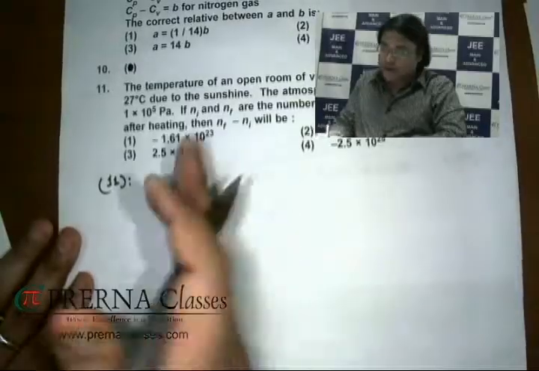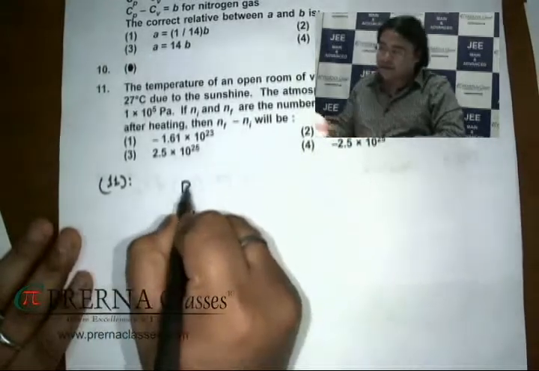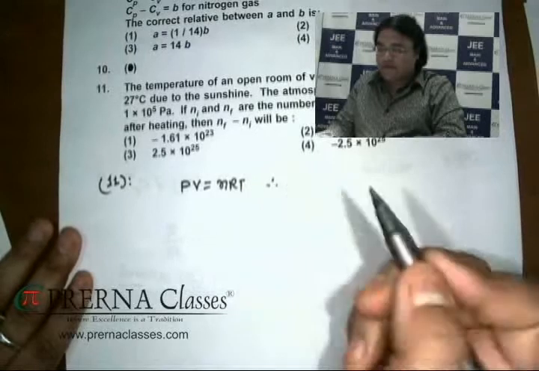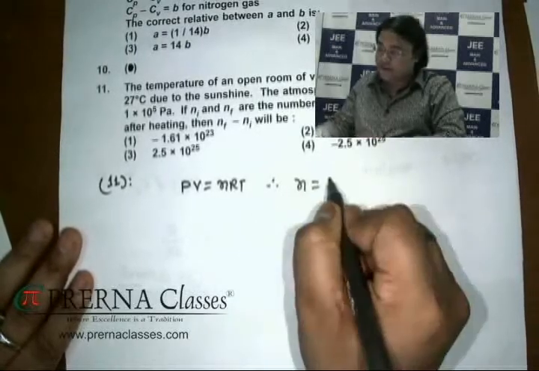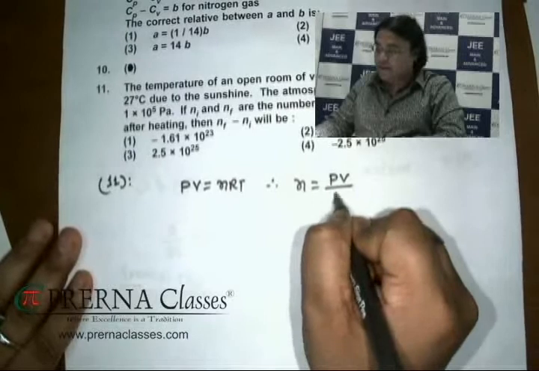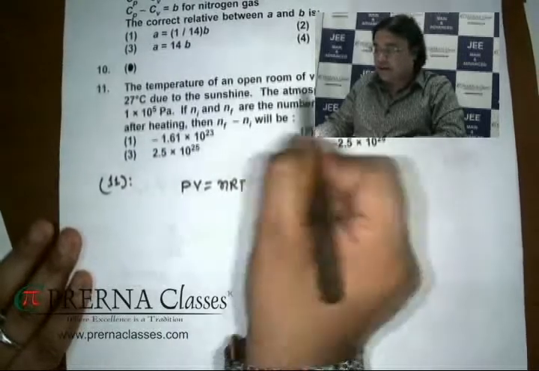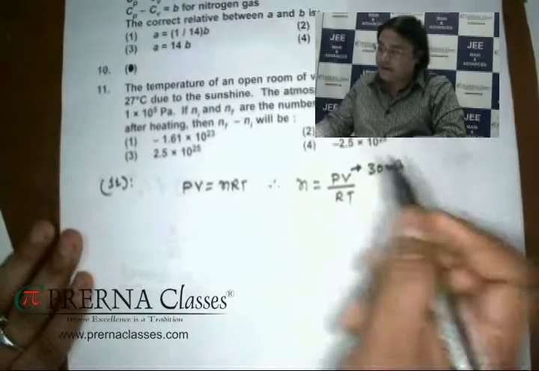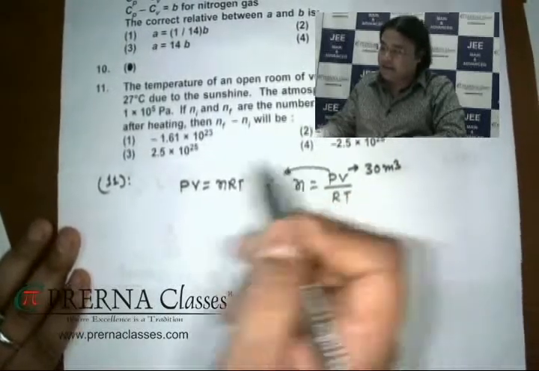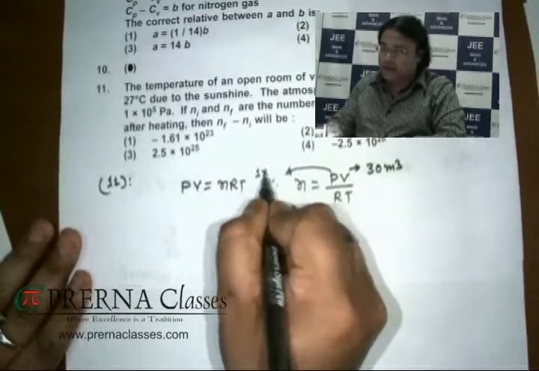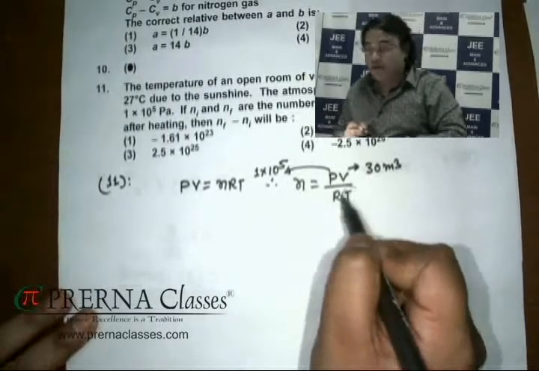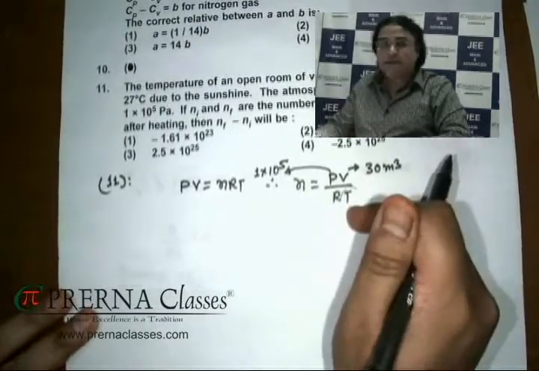Okay, next question, that means the 11th one. Again, it comes from the heat chapter, and it is based on the basic concept of it. We have PV equal to nRT. So the expression of the number of moles will be PV by RT. In the given setup, volume is given: V here is 30 meter cube. And the pressure is again constant, with a value of 1 into 10 to the power 5 Pascal. Both are constant, only temperature changes.